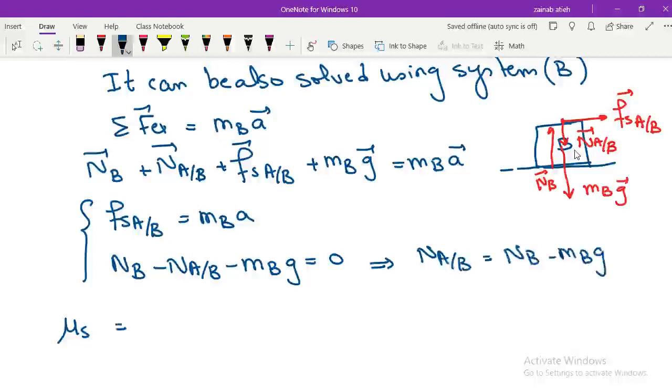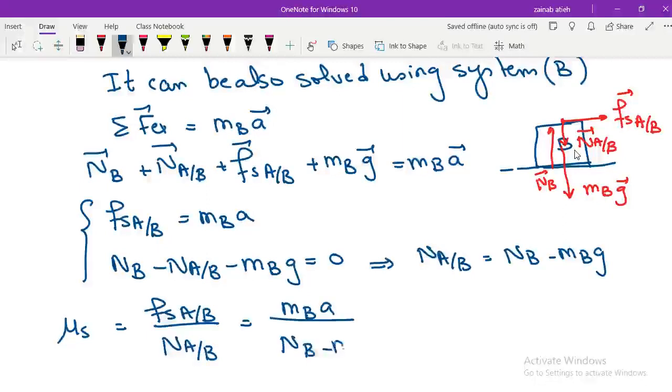So mu s is equal to Fs for A on B over N A on B. It must give me the same mu s as above, which is MBA over NB minus MBG. But you can see that we don't have NB, which is the normal force exerted by the ground on B. We don't have it. We can calculate it. How to calculate it? Actually we could get it by using the whole system.